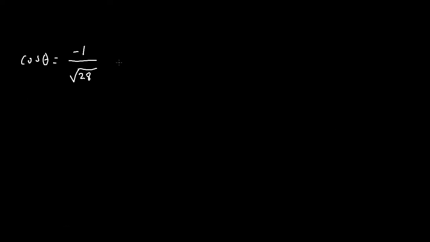So in order to find the angle, let's just go ahead and take the inverse cosine, or arc cosine, of both sides. So theta is going to be equal to arc cosine or inverse cosine of -1 over the square root of 28. And once again, we have to be in degrees mode, so this should give you a value of around 101 degrees.